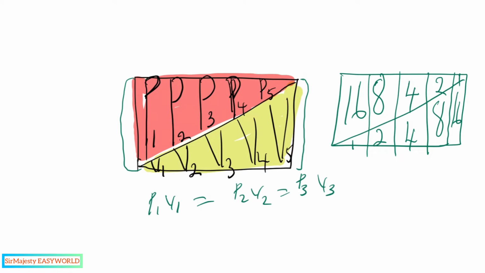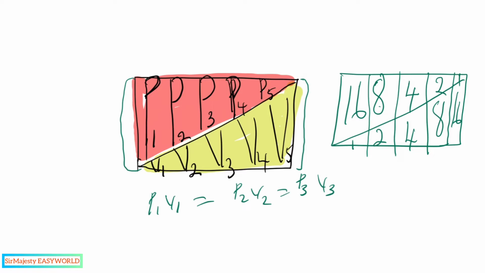So you see the inverse proportion. You are moving from 16, 8, 4, 2, and 1 for pressure, but the volume is now increasing from 1, 2, 4, 8, and 16. So it means that when pressure is reduced by 2, volume will increase by 2. So the factor with which volume increases is equivalent to the factor with which pressure decreases.